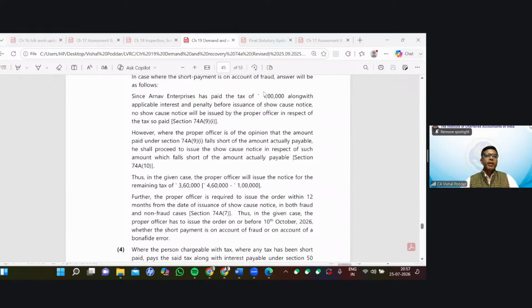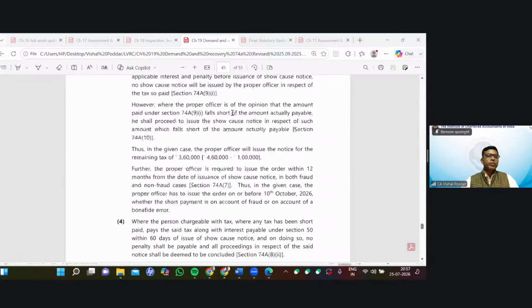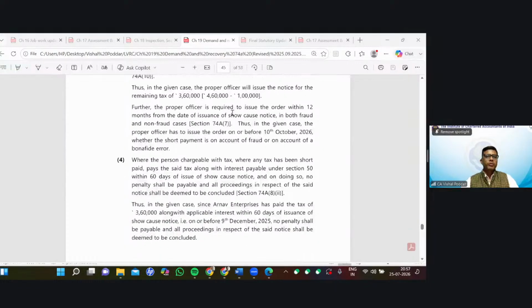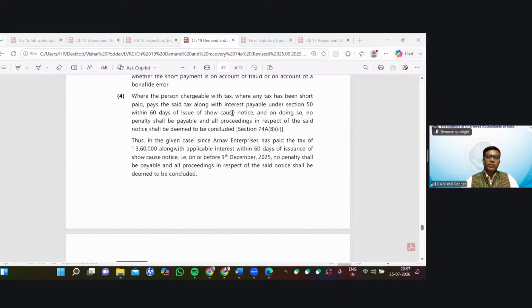Now, since already 1 lakh is paid along with interest and penalty, to that extent, no show cause can be issued. And for the remaining part, the department can issue show cause. Right? So 3,60,000, the department will be issuing show cause. And then the last point, where the person chargeable with tax, wherein tax has not been paid, pays the tax along with interest within 60 days of issuance of show cause, no penalty shall be payable in case it is concluded and the proceeding shall be over.